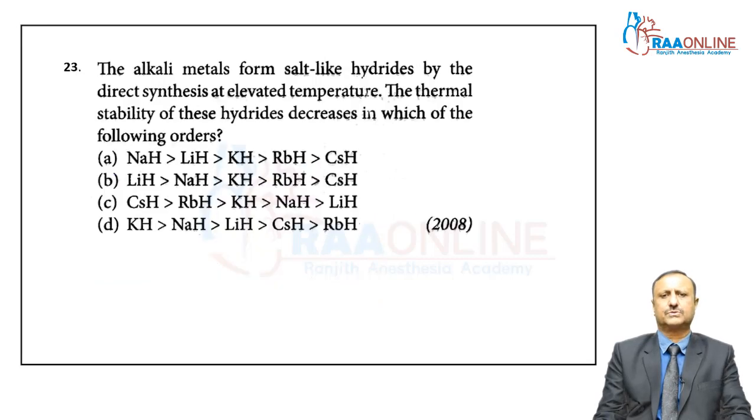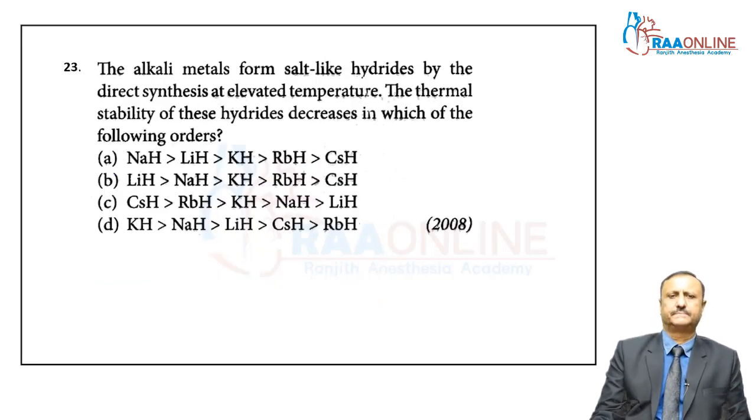Now, my dear friends, we can see question number 23. The alkali metals form salt-like hydrides by direct synthesis at elevated temperature. The thermal stability of these hydrides decreases in which of the following orders? These are the alkali metal hydrides, and he wants the thermal stability. What is the concept? When you look at MH, the bond is broken, so the metal comes in the cation form and the hydrogen comes in the hydride form.